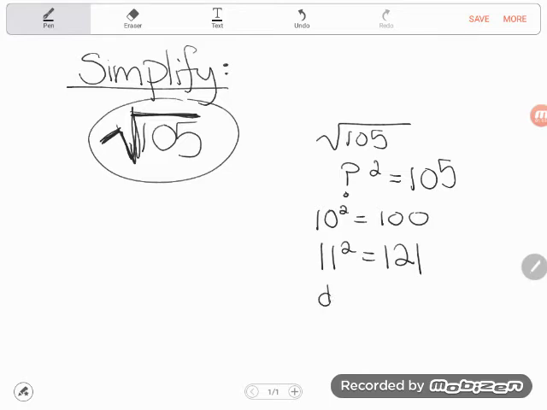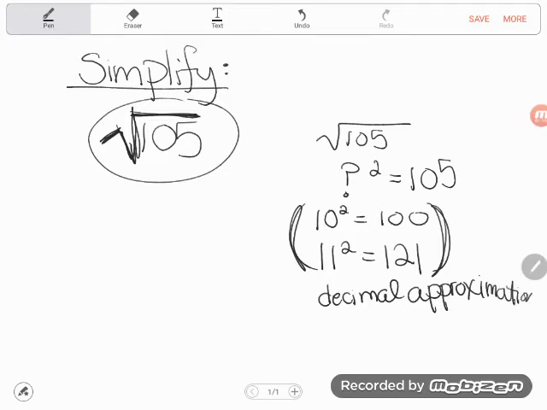We could get a decimal approximation, and that's what most of your calculators do. I would expect a decimal answer to be somewhere between 10 and 11, since I got close on either side of 105, between 10 squared and 11 squared. And in fact, if I were to do it in my calculator, I would get a decimal approximation. But let's look at a calculator to check our work afterwards.